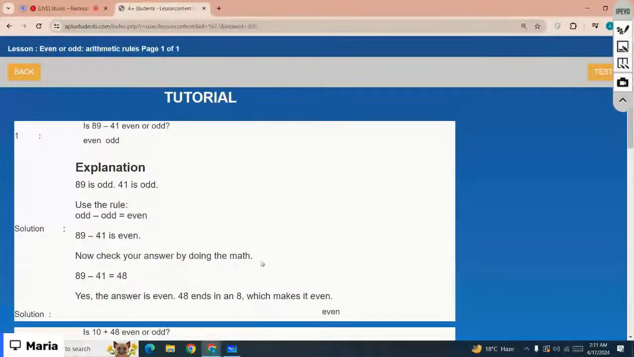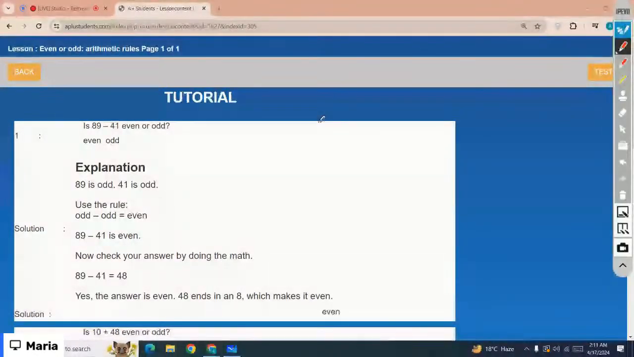Got it? Like 2, 4, 6, 8, 0. They are the even numbers. Also, the numbers whose last digit is 2, 4, 6, 8, or 0 are even numbers. The rest of the digits, 1, 3, 5, 7, 9, they are all odd numbers.